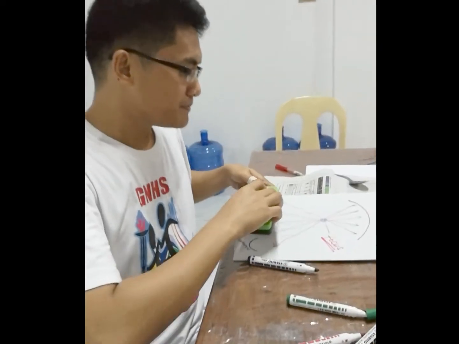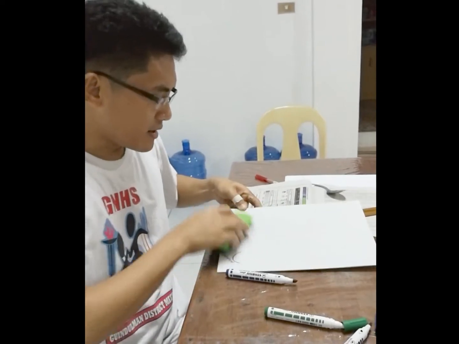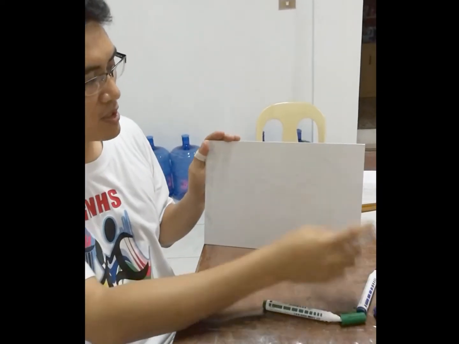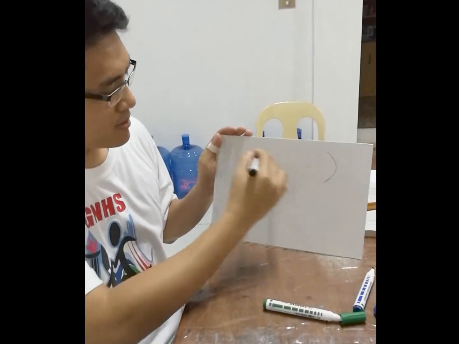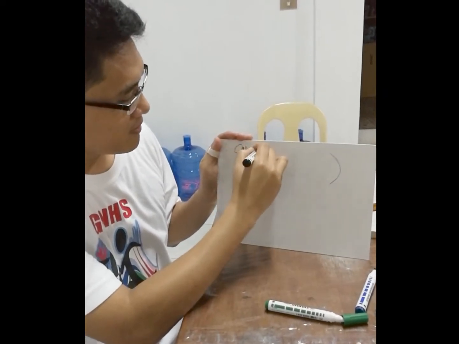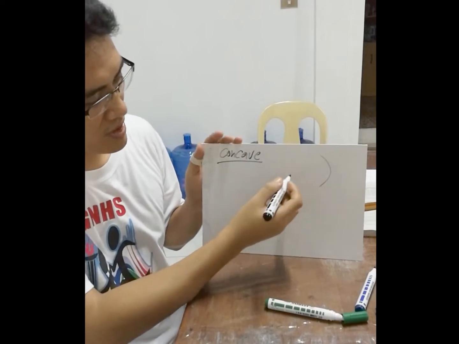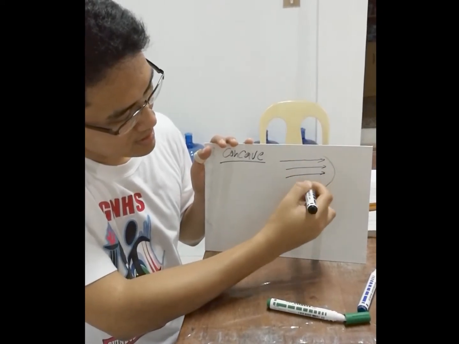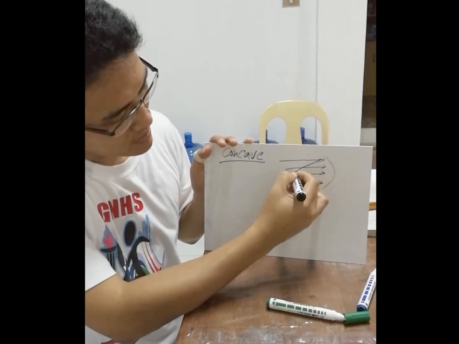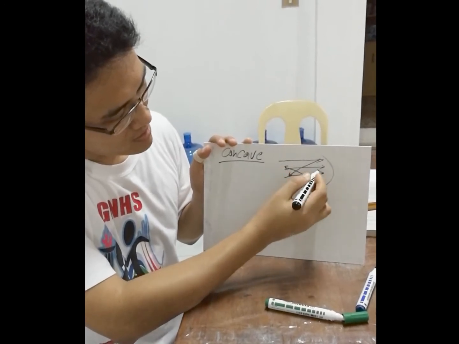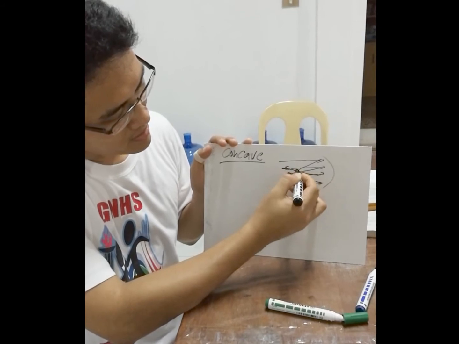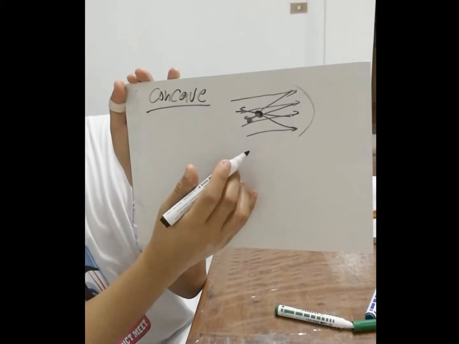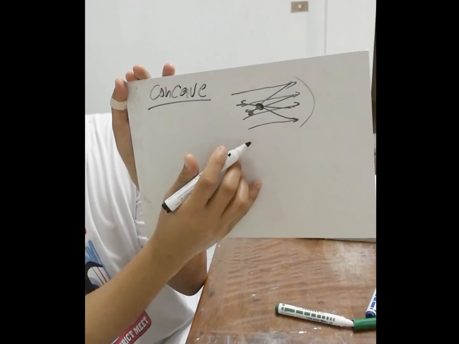So all in all, there are two types of curved mirrors. We have the concave mirror, which is shaped like this. So all the light rays are going to hit that side, and then the light rays are going to be reflected in such a way that they meet at a specific point, right?